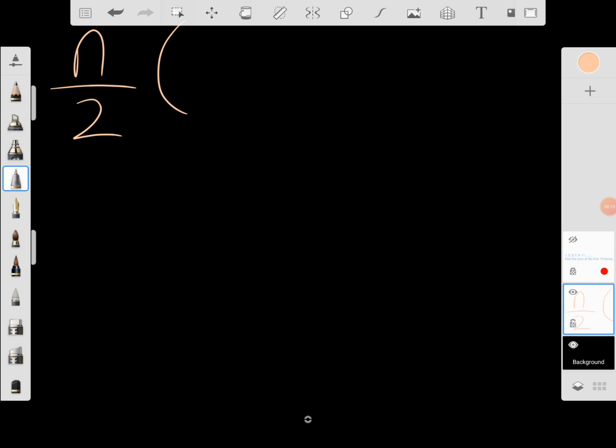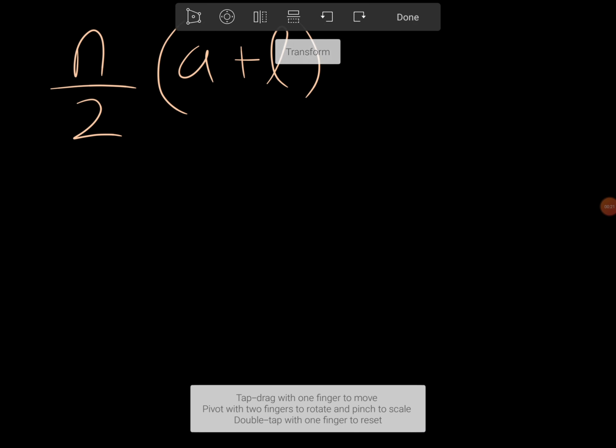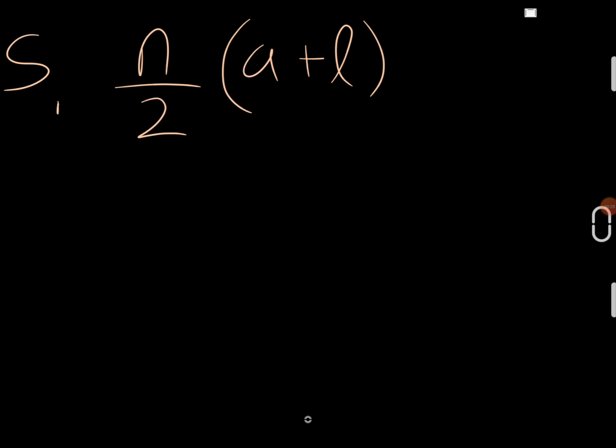We studied the sum of an arithmetic progression, and the formula that we saw was n by 2 into a plus l, first term plus last term. We saw that this is the sum of n terms. If you are considering n terms, then this is the sum. So Sn is equal to n by 2 (a plus l).